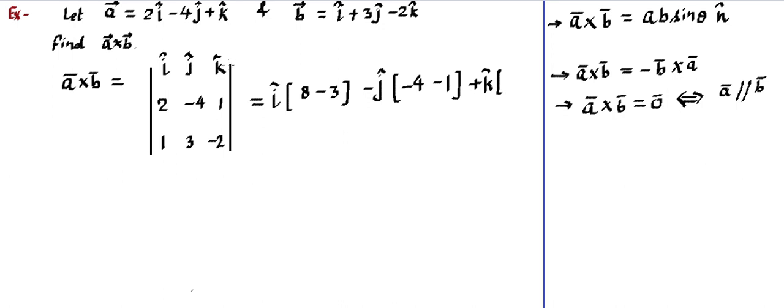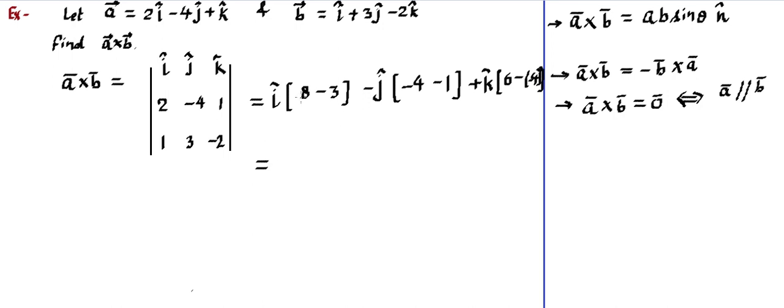So the first row will not be considered, the third column will not be considered. 2 and 3 get multiplied to 6, minus the 1 and minus 4 will get multiplied to minus 4. So this will be minus 4. Now we can simplify this further.